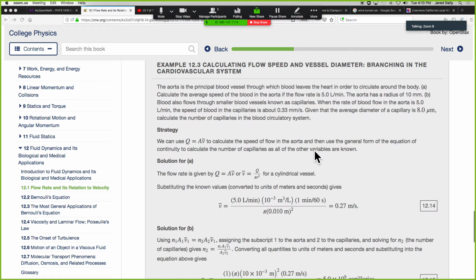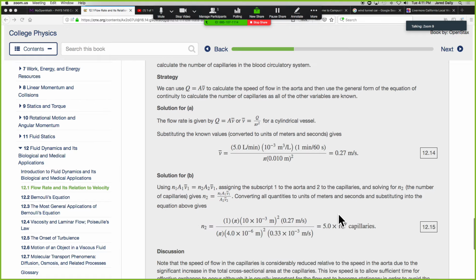So we're going to use the continuity equation, which has both of those things involved, to calculate the velocity of the blood in the aorta. So Q equals A times V, or A1 times V1 equals A2 times V2. And then they're essentially going to solve this because the flow rate is the same. All they have to do is solve this equation for the velocity in the aorta using the flow rate in the aorta and the radius in the aorta. 0.27 meters per second gives you the velocity of the blood in the aorta.